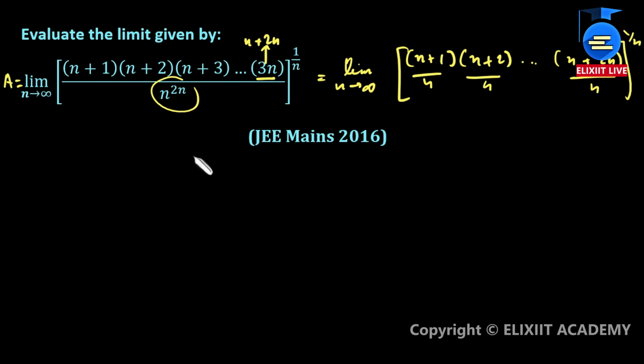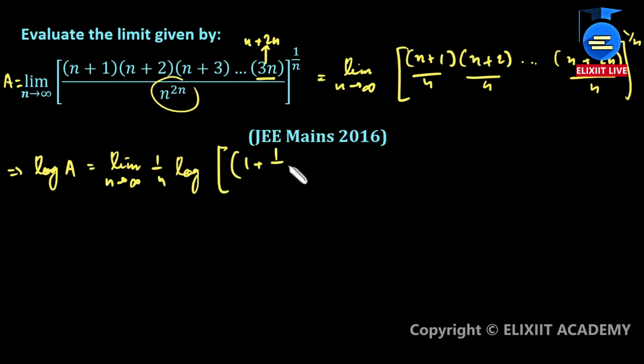Now I take log on both sides and simplify this. If you take log on both sides, so this is log a equals limit n tends to infinity, 1 by n will come down over here. If you take log over here, 1 by n comes down. And this is log of 1 plus 1 upon n. You can divide this n over here. So this is 1 plus 2 by n and so on up to 1 plus 2n by n.